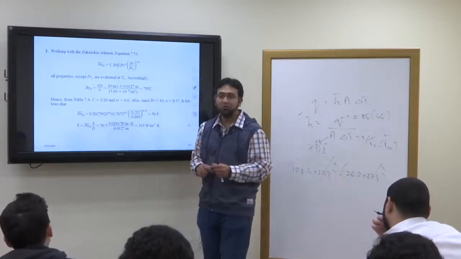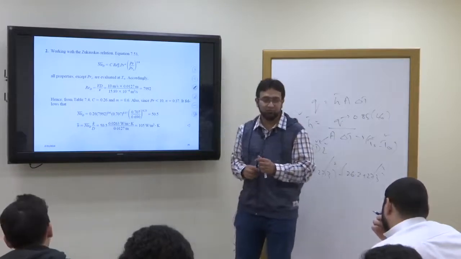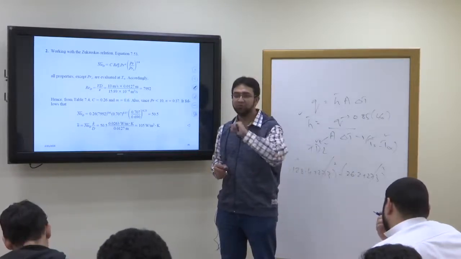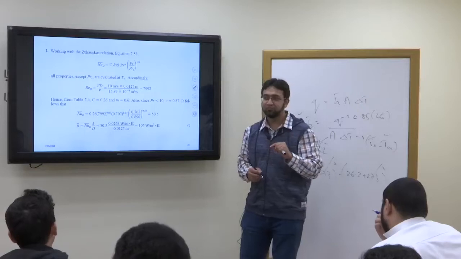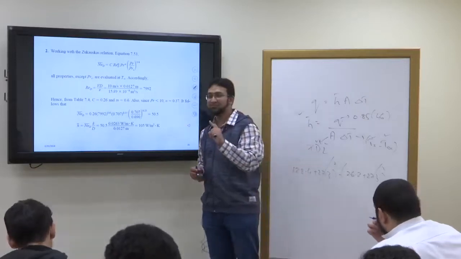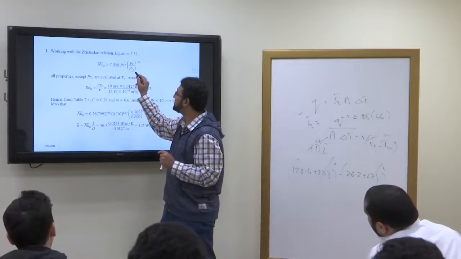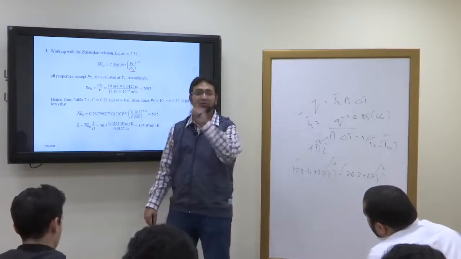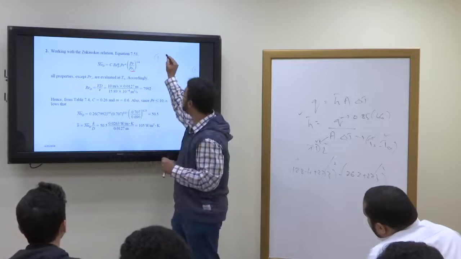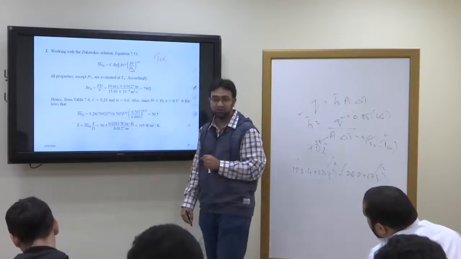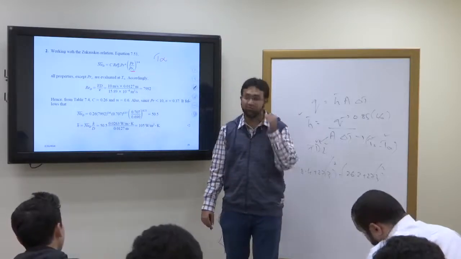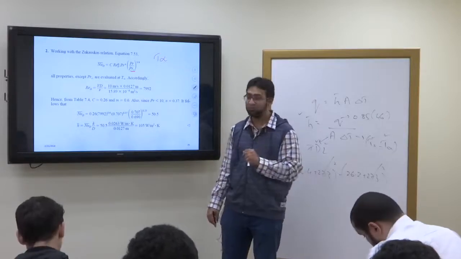First of all, at what temperature are you required to find the properties? Only this Prandtl number s you will find at the surface temperature, but all other properties at T infinity, right? So T infinity is known. Based on T infinity, you will find out all other properties.